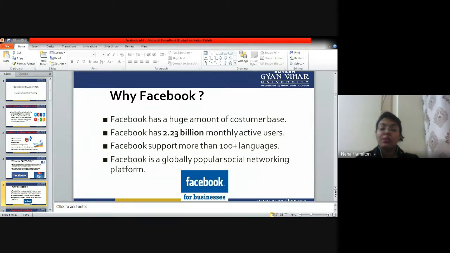So another important thing is that it is globally very famous, except some developing countries and China. Facebook is adopted by all the nations equally, and it is equally popular in all the countries.